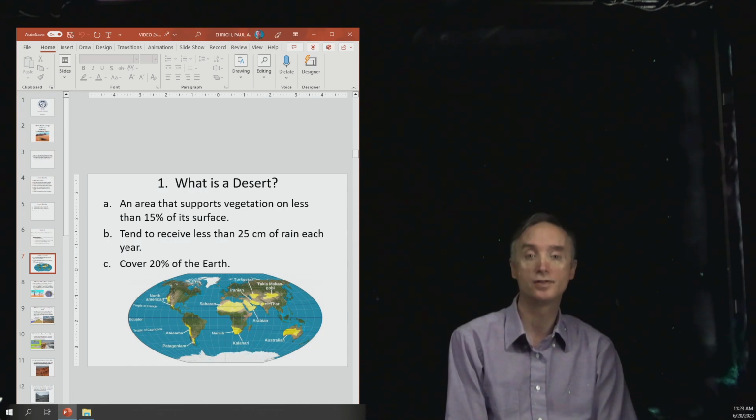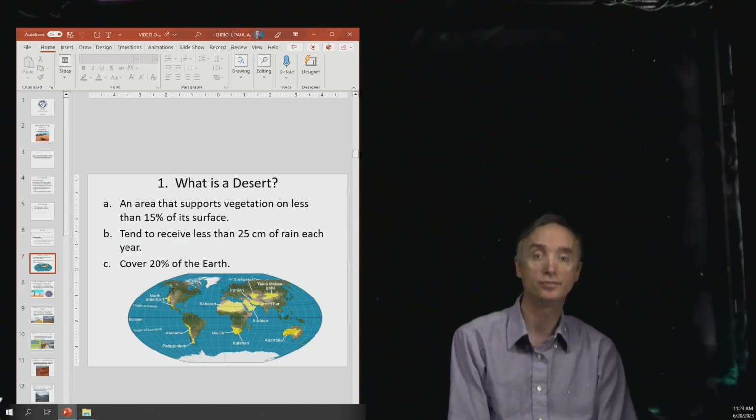For example, at the North Pole, you'd think it snows a lot up there, but actually it doesn't. So the North and South Poles are actually deserts if you use this definition of moisture. Deserts tend to cover about 20% of the Earth's surface. If you look at this picture here, in yellow it shows where the major deserts are located on Earth.